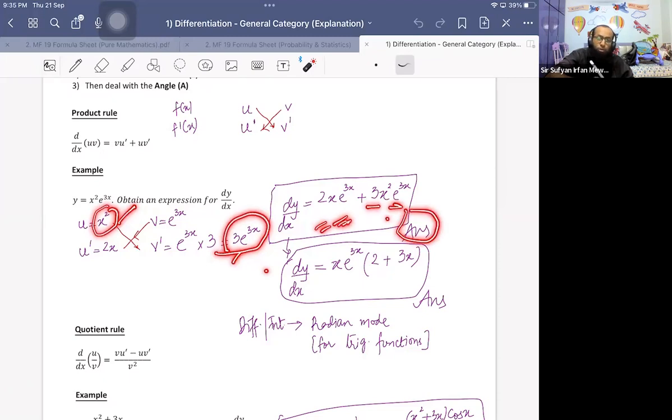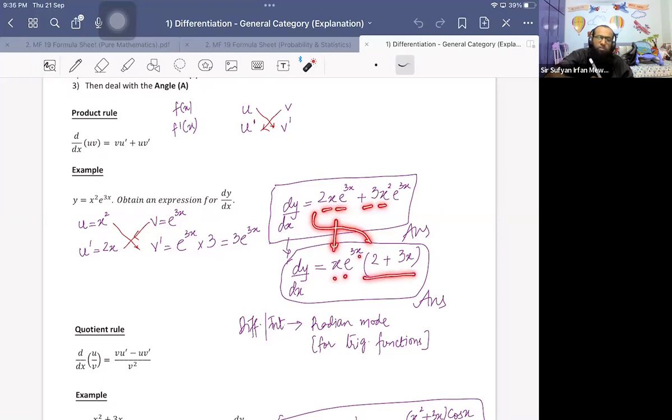However, if we are told to give the answer in a particular form, or we are told to factorize it, which is not usually the case, but just in case, then we can take x and e power 3x as common. We are going to be left with 2 over here, and over here we are going to be left with 3 and x. So x e power 3x bracket 2 plus 3x.